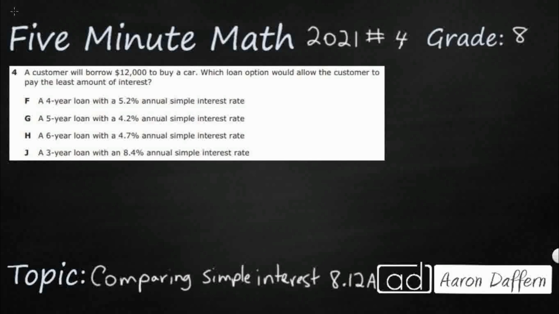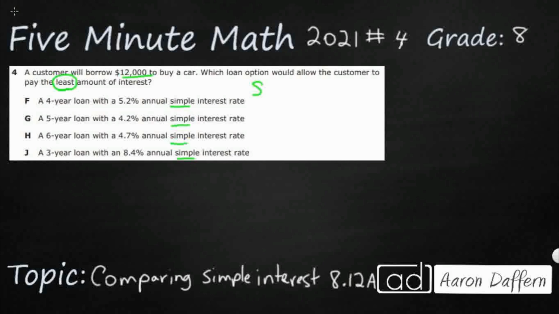So, a customer is going to borrow $12,000 to buy a car. Which loan option is going to be the least amount? All right, so we're looking for the least amount of interest, and we are going to use the same type of interest rate. This is going to be simple interest rate.